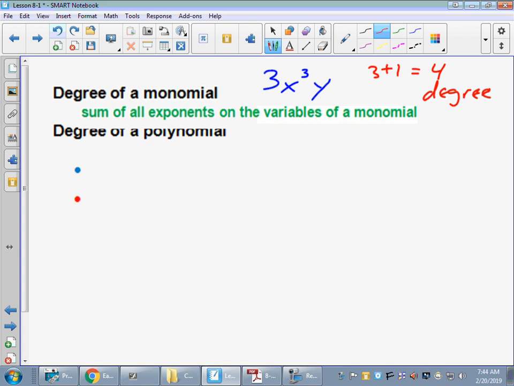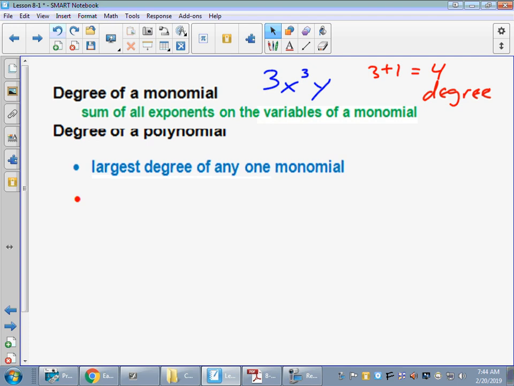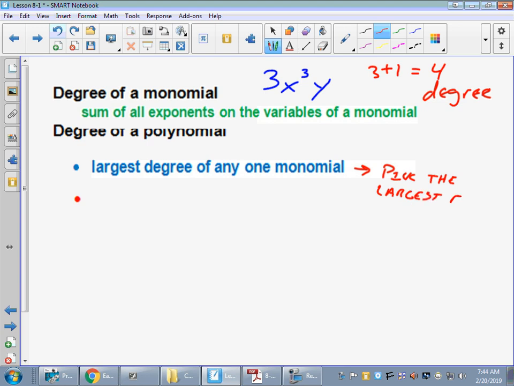All right, so the degree of a polynomial, so that's just of one term, of one monomial. But of a polynomial, we're looking at it as being the largest degree of any one monomial. And in this case, you're actually going to pick the largest degree. And I'll give you an example of that.